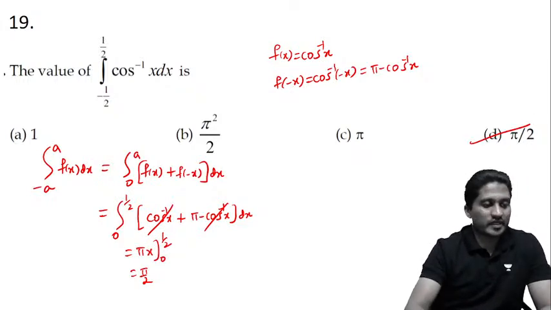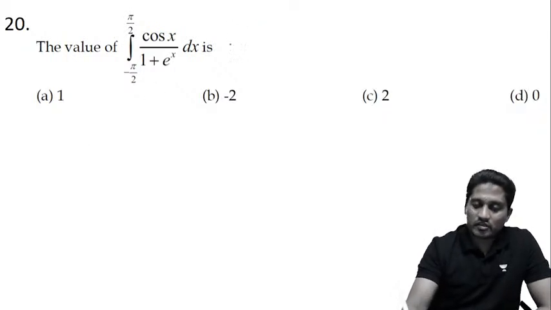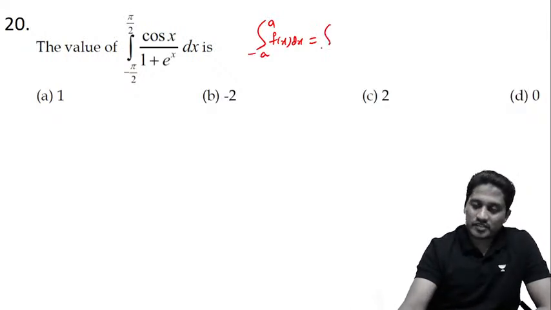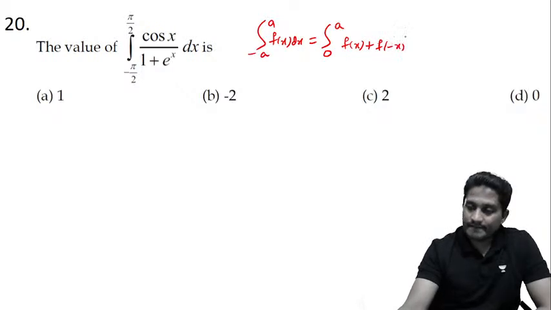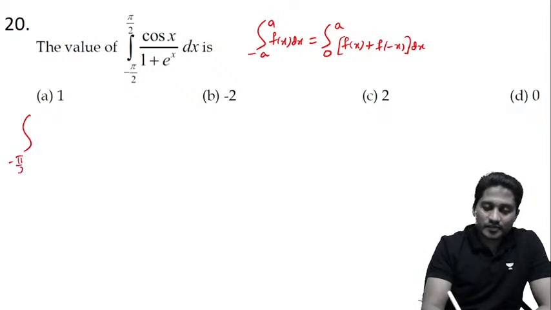Okay, let's do one more question, guys. Question number 20. See, again, I'll use the same property. Minus a to plus a f(x) dx. All these are KCET, previous KCET questions only. Minus a to plus a will be equal to 0 to a, f of x plus f of minus x dx. Okay, now this is minus pi by 2 to plus pi by 2. Okay, and then you get cos x divided by 1 plus e power x dx.